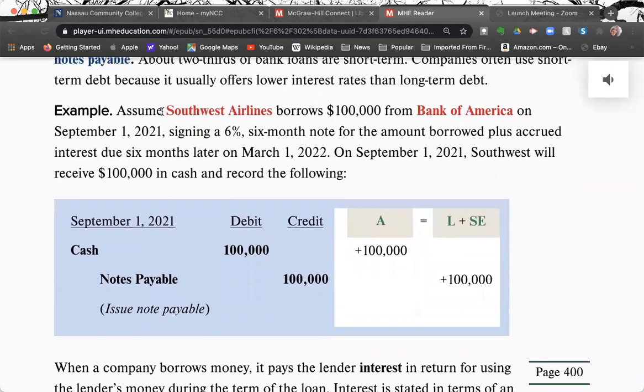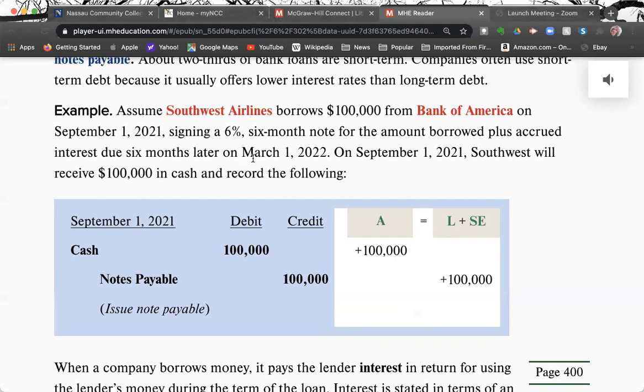Here's an example here. Assume Southwest borrows $100,000 from Bank of America on September 1st, 2021, signing a 6-month note for the amount borrowed plus accrued interest due 6 months later on March 1st. What entry does Southwest make on September 1st, the day they borrowed the money? Debit cash, credit notes payable.